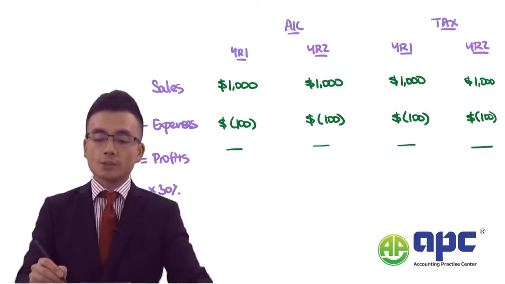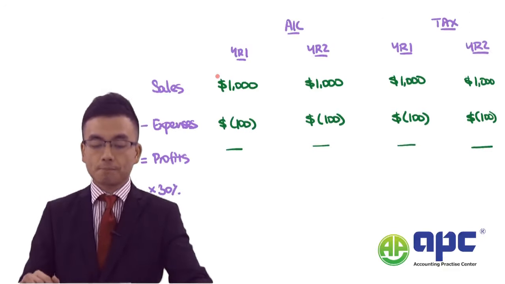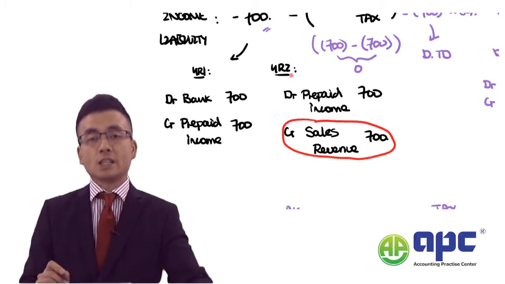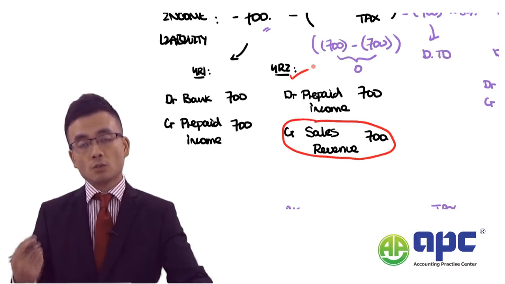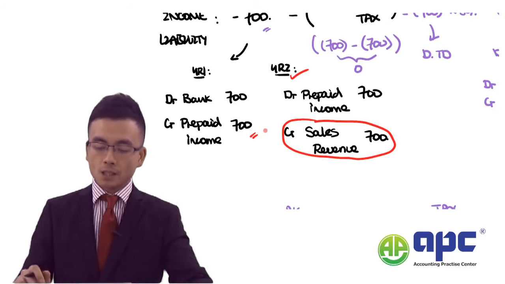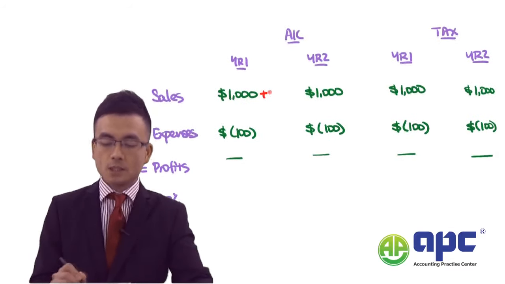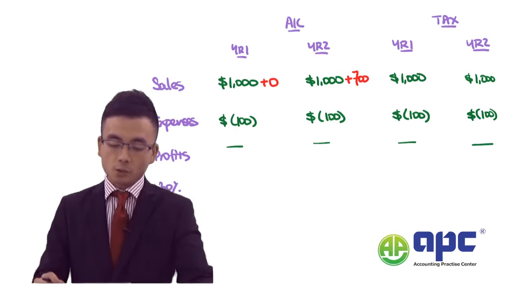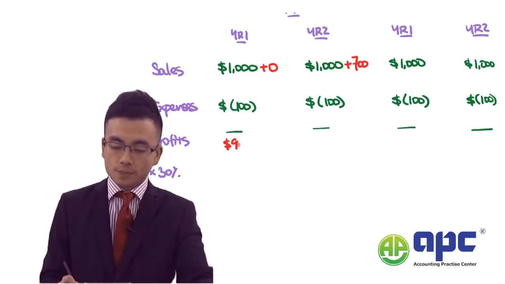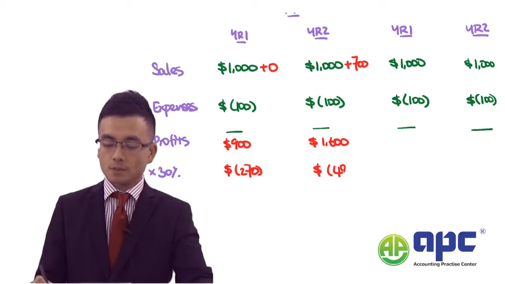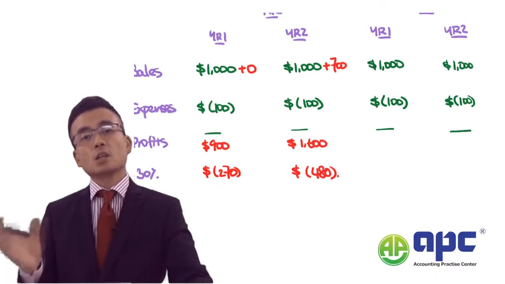Well, I will use another color. Let's see them. From the accounting point of view, we only account for the revenue worth $700 in year number two, because in year number one, we did not recognize any revenue at all, because when we receive cash, we put that into liability. And that means in accounting, there will be nothing here in year number one, there will be $700 here in year number two. And that's why the profit here will be $900 and then $1,600 here. We multiply by 30% and that will be $270 and then $480 in both years. But in tax, it will be different.